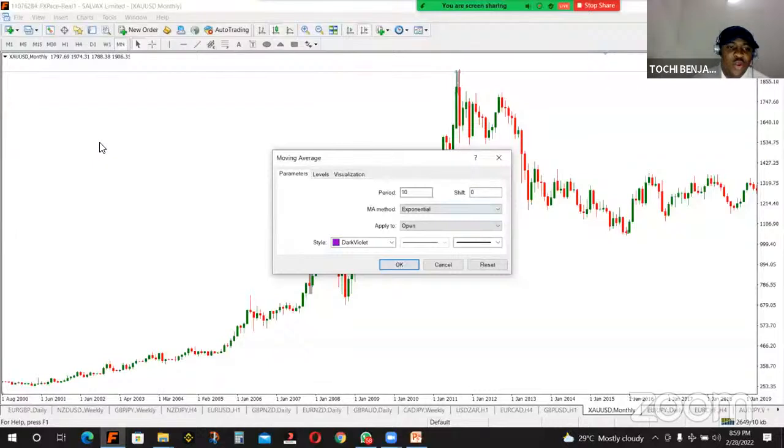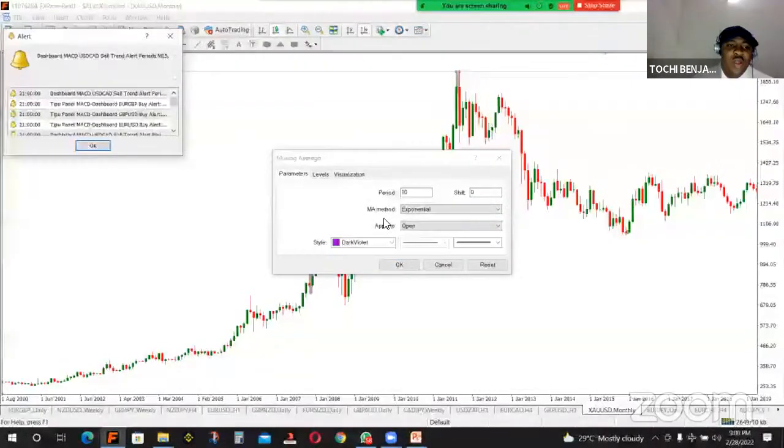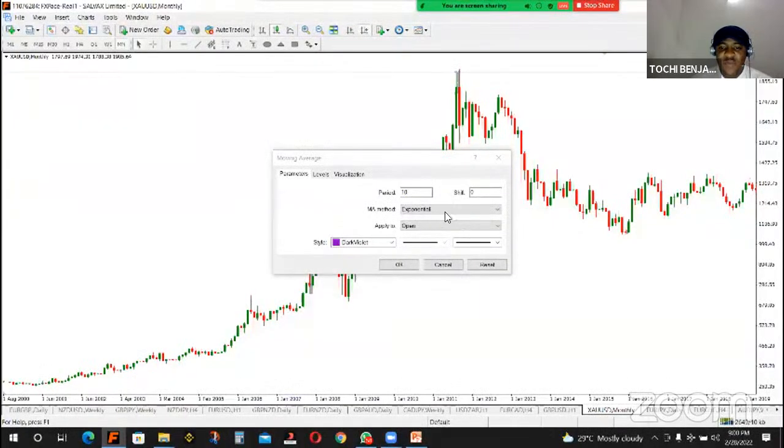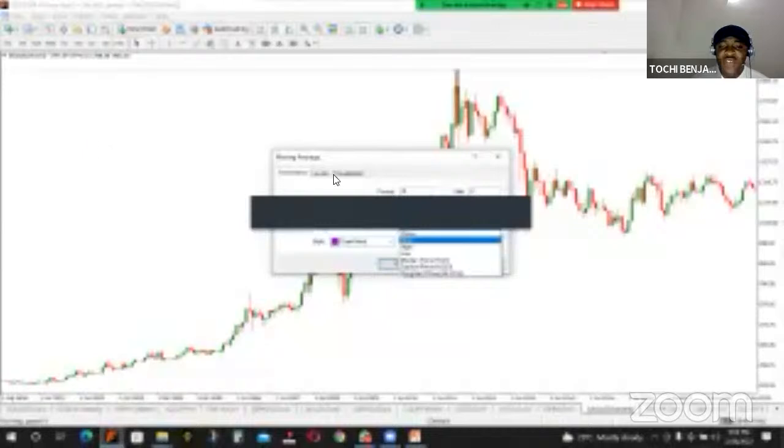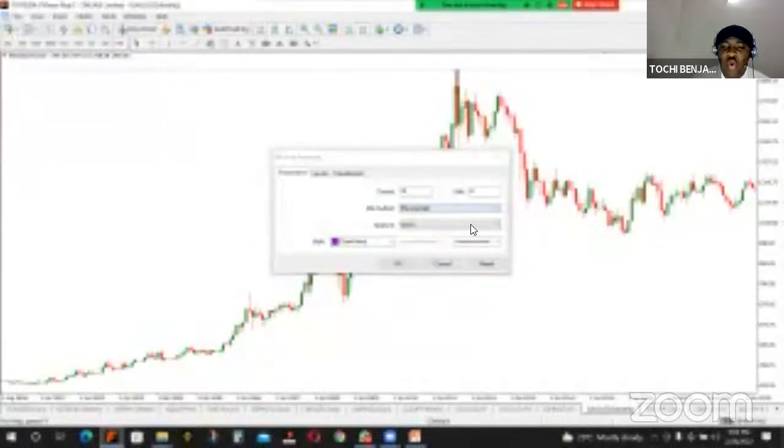So now, I want to plot my moving average. This is a 10-period moving average, and I set it to high. You can choose apply to low price and weighted close. You can backtest it and check which one best suits you. Now, I said apply to close.